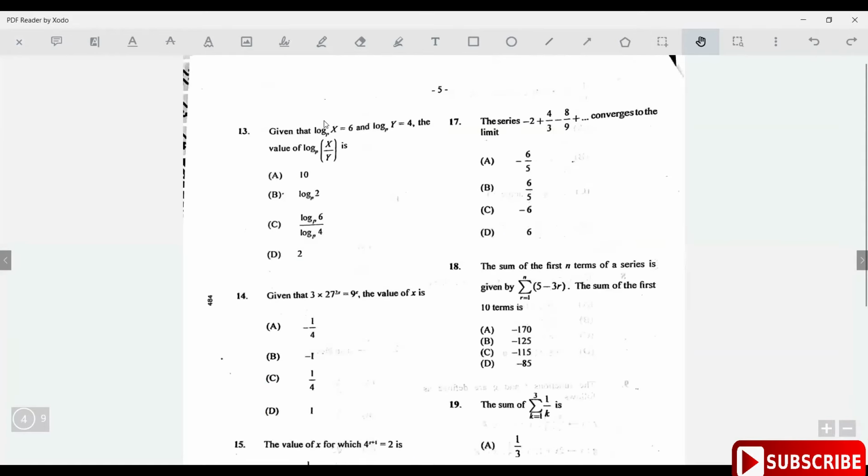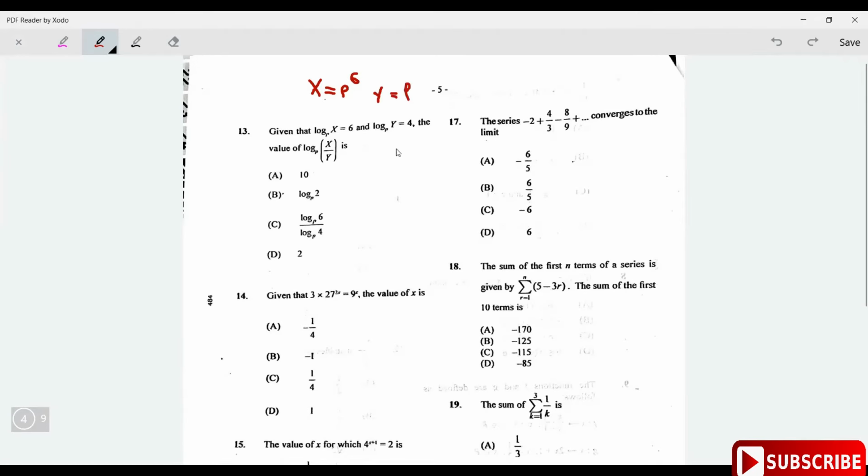Question 13. It says, given that log to base p of x is 6 and log to base p of y is 4, then what is the value of log to base p of x over y? So what you're going to do now is, we know that x is equal to base to the power p to the 6. And we know that y is equal to base to the power.